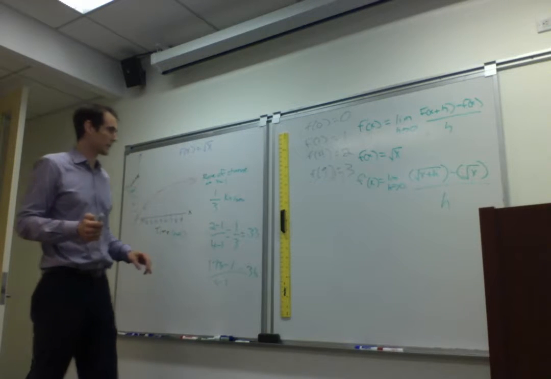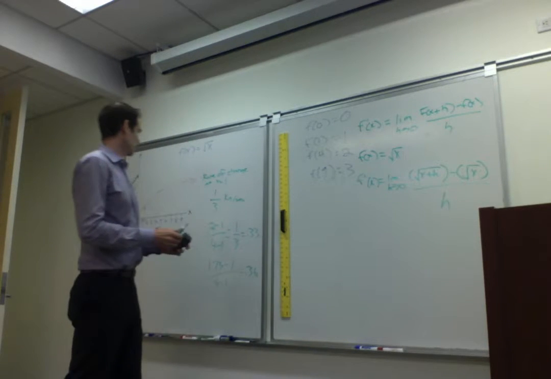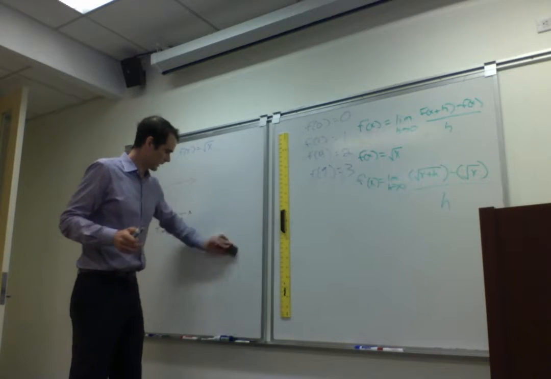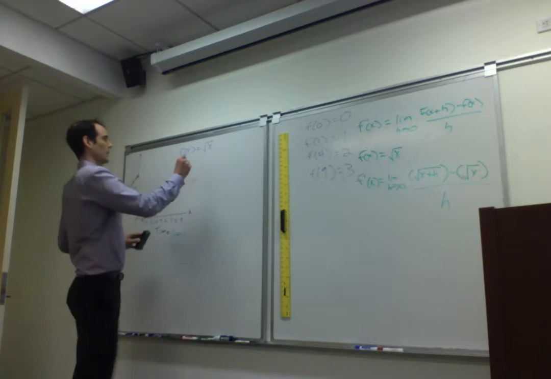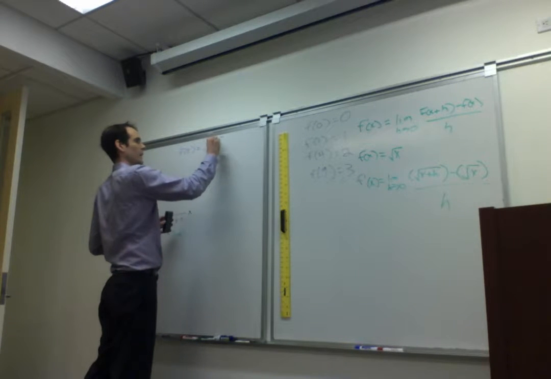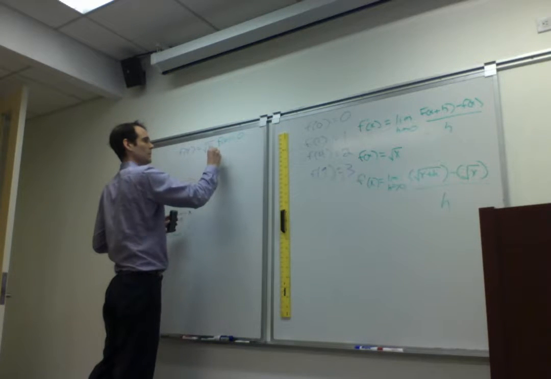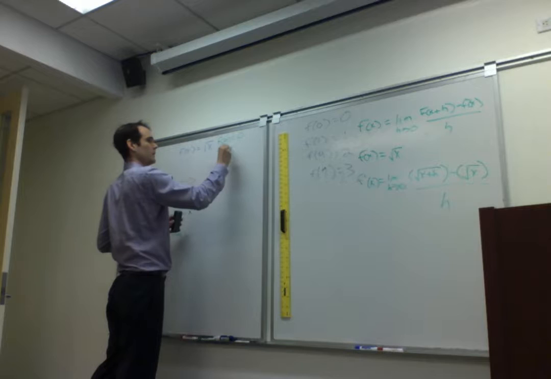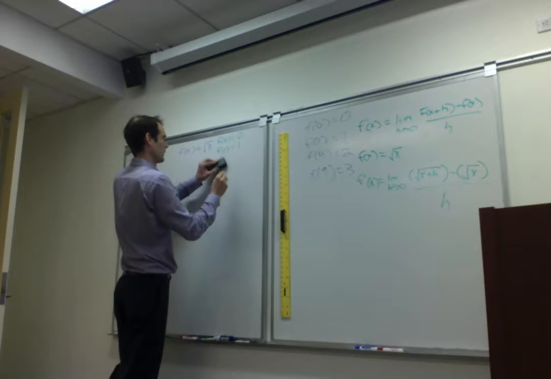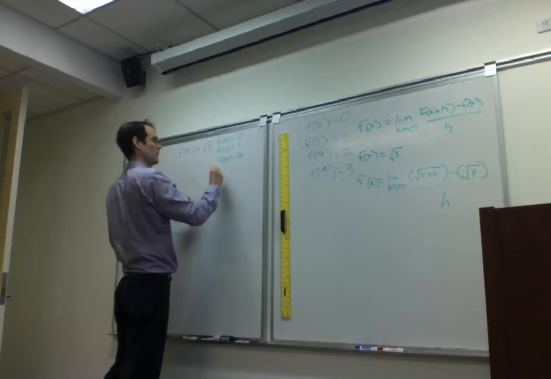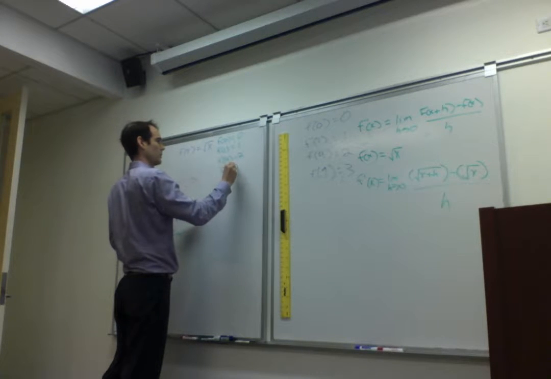I'm running out of real estate here. All right, let's do it like this. Okay, let's keep track of our functions. So we've got f of 0 equals 0. We've got f of 1 equals 1. We've got f of 4 equals 2. We've got f of 9 equals 3.